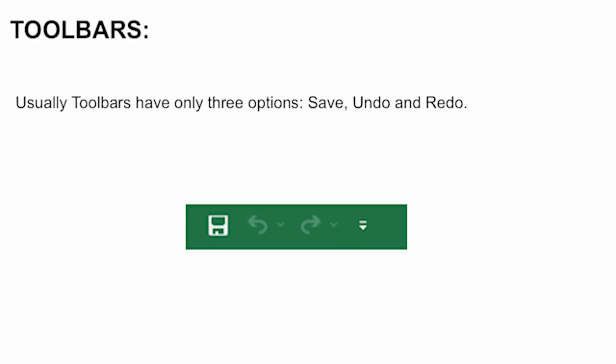Toolbars. 1. A wide variety of toolbars displaying buttons which make editing quicker and easier are available. 2. Usually toolbars have only 3 options: save, undo, and redo. Users have an option of adding any tool they wish to have in toolbar by simply customizing the toolbar.